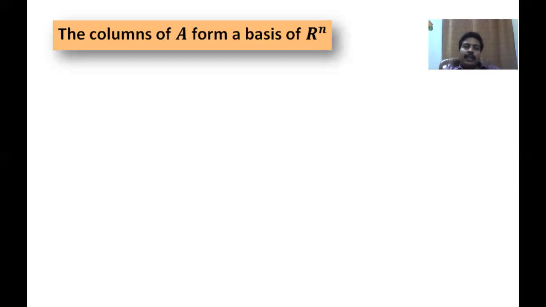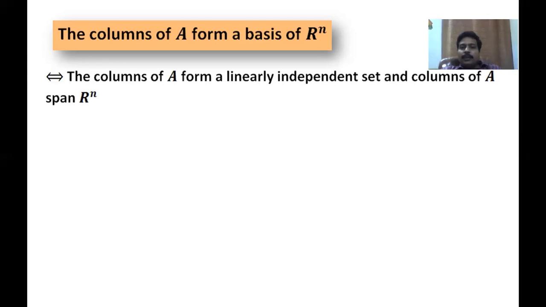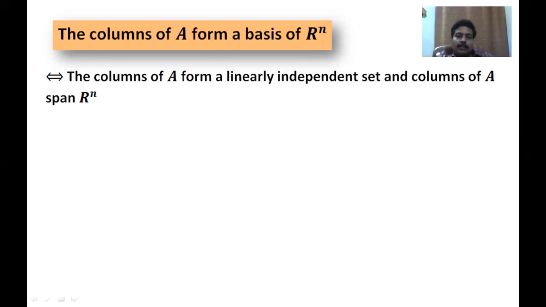If the columns of A form a basis of Rn, then we have two properties: linear independence, and the columns can span the entire set Rn. So whenever the columns of the matrix A form a basis for Rn, the columns of A form a linearly independent set, and those columns of A can span Rn. So that is the statement.